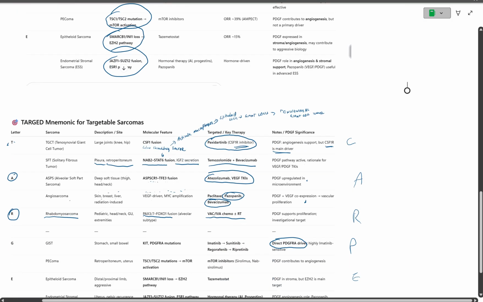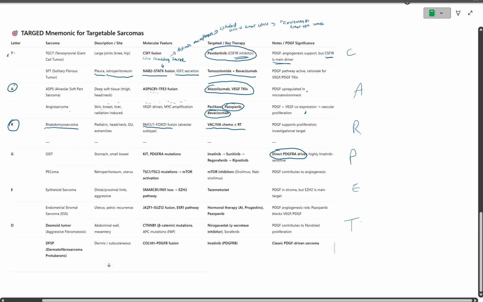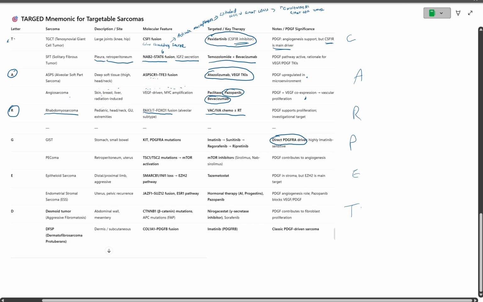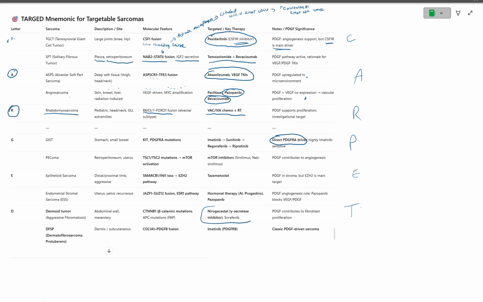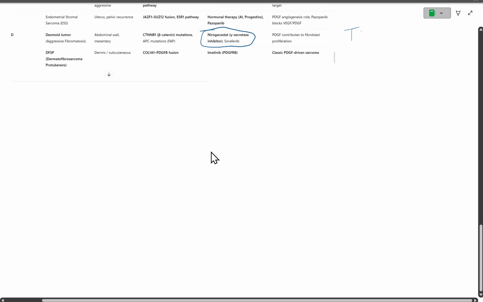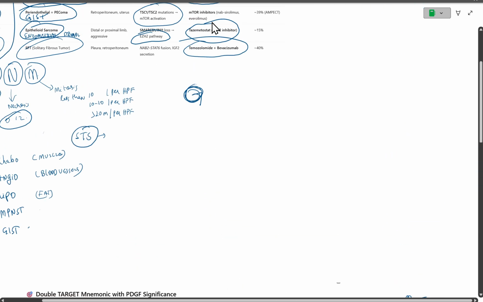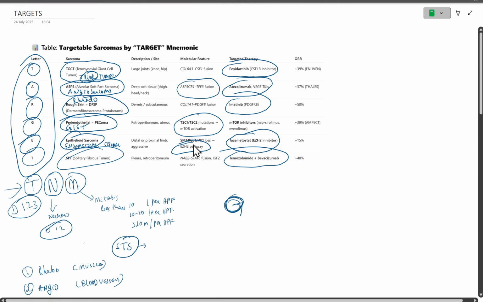All these are actually kind of resistant to treatment, but in desmoid tumor, there is something called nirogacestat, the gamma secretase inhibitor. Tazemetostat for epithelioid sarcoma. mTOR inhibitors for tuberous sclerosis, PEComa. Well, we've just got to keep recapping it like that and remembering it.